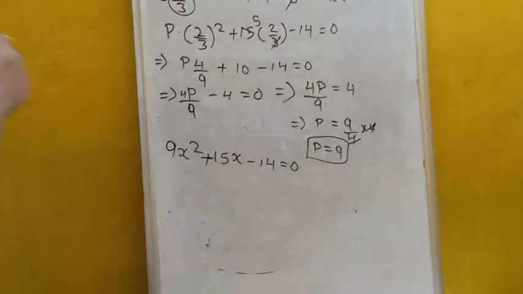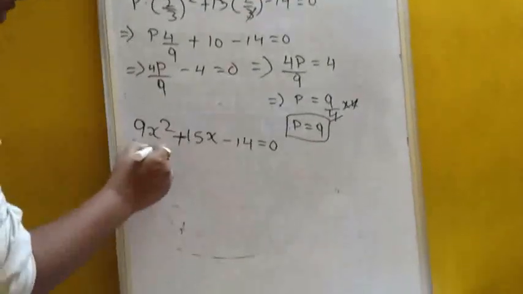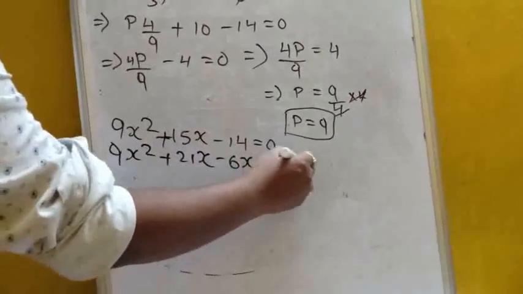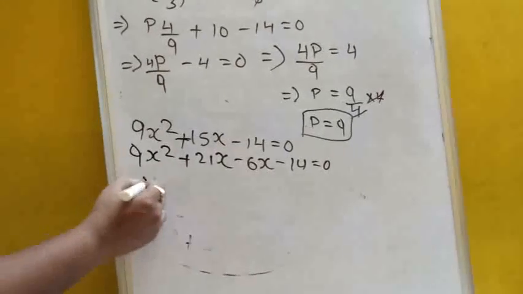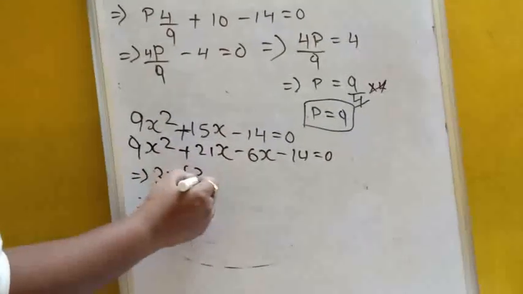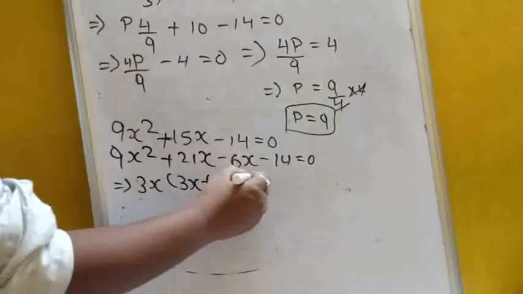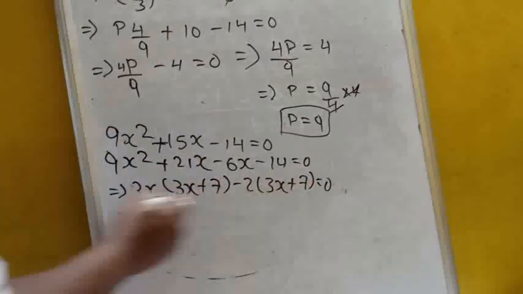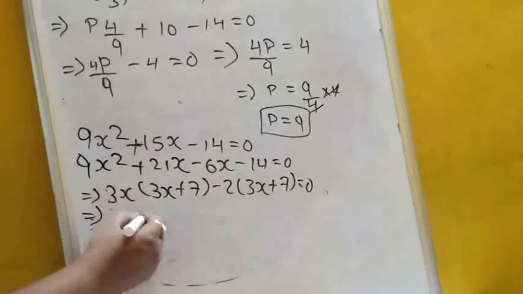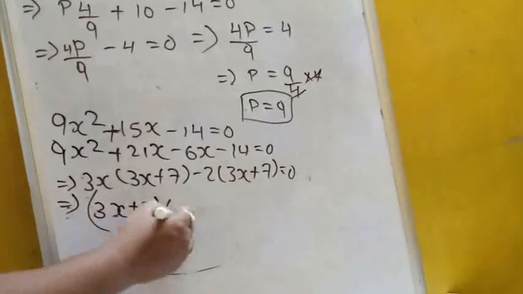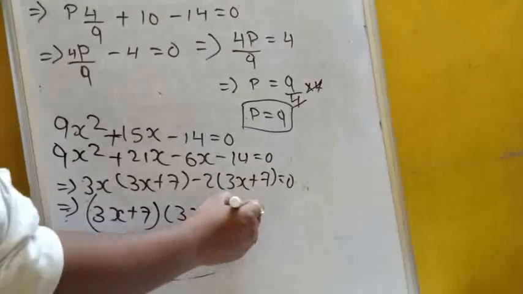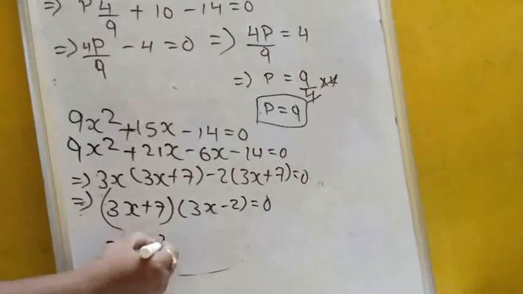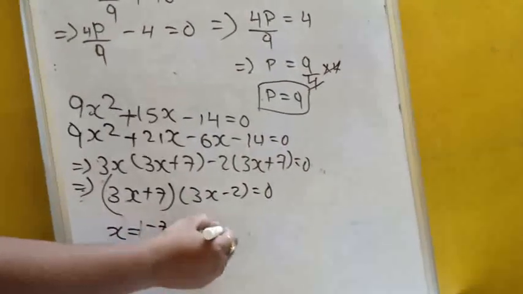So already I know that. So can I write here 9x square plus 21x minus 6x minus 14 equals 0. Then 3x bracket 3x plus 7 minus 2 bracket 3x plus 7 equals 0. Then this one, 3x plus 7 and 3x minus 2 equals 0. Okay, so can I write x equals minus 7/3 and x equals 2/3.